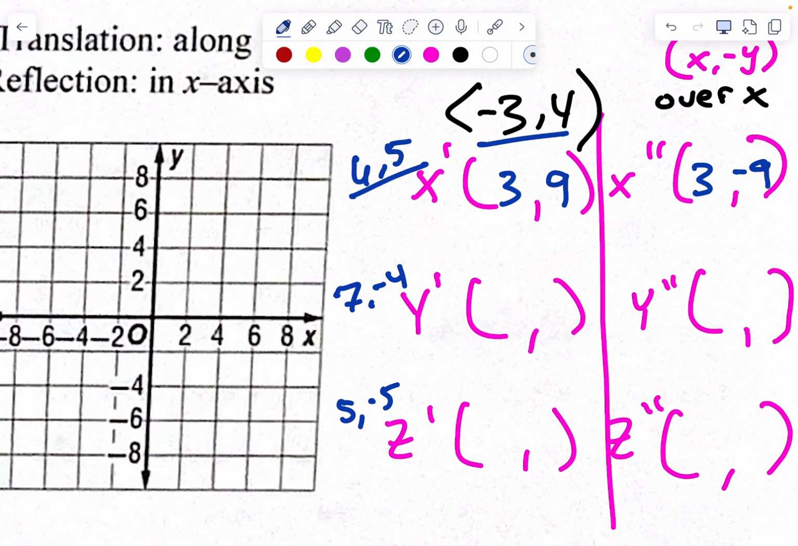Okay? All right, 7, -4 will become 4, 0, which stays 4, 0. 5, -5 becomes 2, -1, so 2, +1.